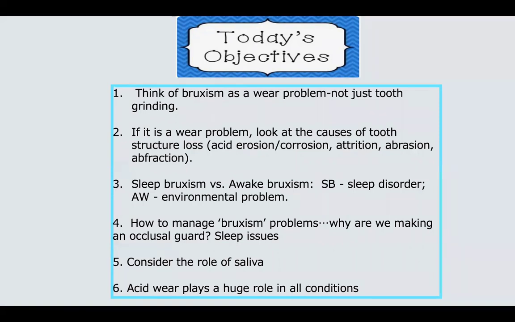Bruxism, there's a difference between sleep bruxism and awake bruxism. Sleep bruxism is centrally mediated by your brain. You can't do anything about it. Daytime bruxism is an environmental problem. You can adjust it. You can deal with it. Again, it's under your control. Why are we making a night guard? Are we doing it for bruxing problems? Do we know it's just a bruxing problem? Do we know there's a possible sleep entity involved with it? We don't know. What is the role of saliva? Is the patient xerostomic? Are they on a lot of meds? And at night, the output of saliva is only about 10% of what it is during the day.